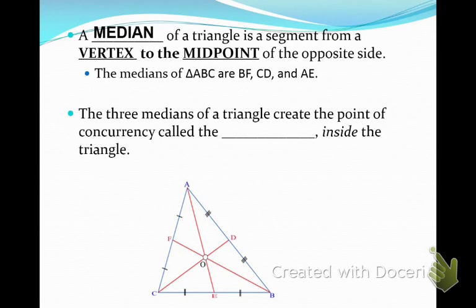The three medians of a triangle create a point of concurrency called the centroid inside a triangle. This point O is a centroid. It's where the three medians meet. So medians make the centroid.